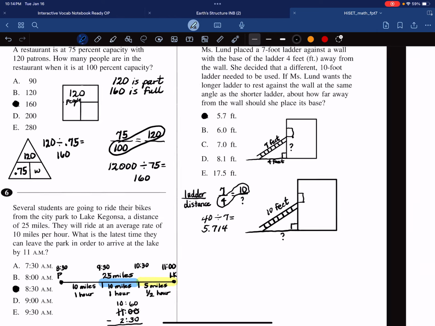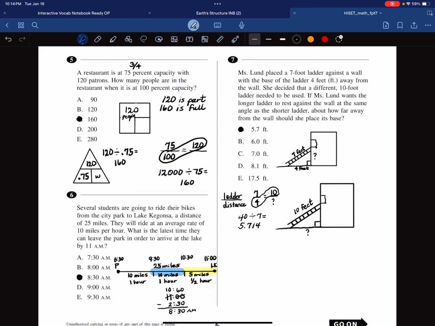I like that problem, but it feels like Pythagorean theorem. Usually when you're talking about a ladder, it's Pythagorean theorem, but they tricked us on this one if we're not paying attention.